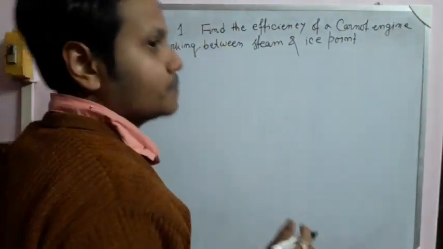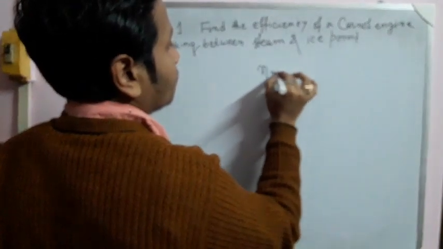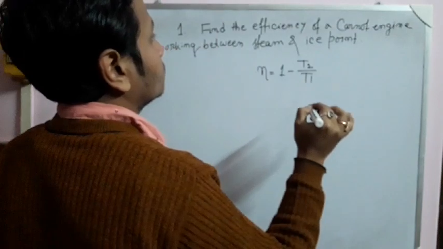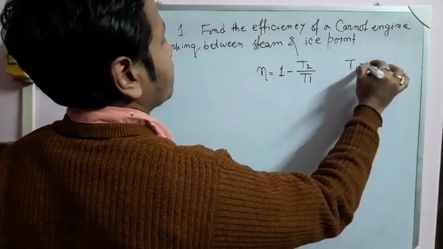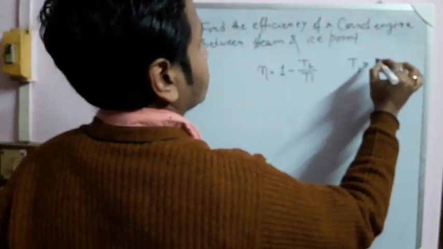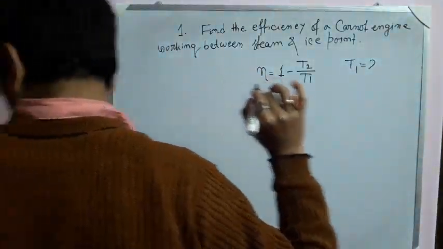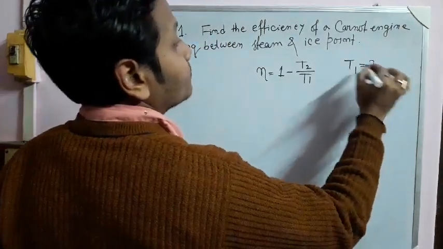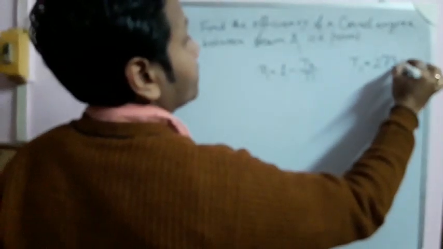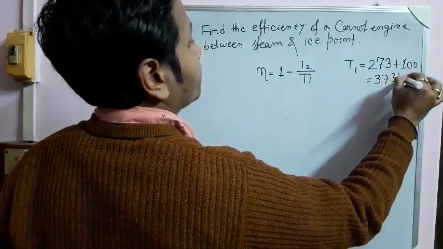So this is a pure numerical. This is simple, you always know that the formula is 1 minus T2 upon T1. So here, what is the source temperature? That is the steam. So what is the steam temperature in Kelvin? You can add 273 with 100. So the steam temperature is 373 Kelvin.